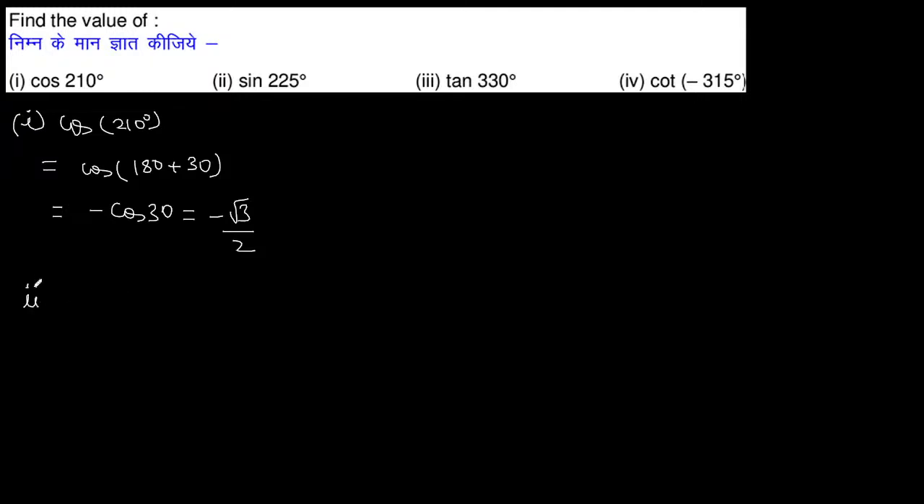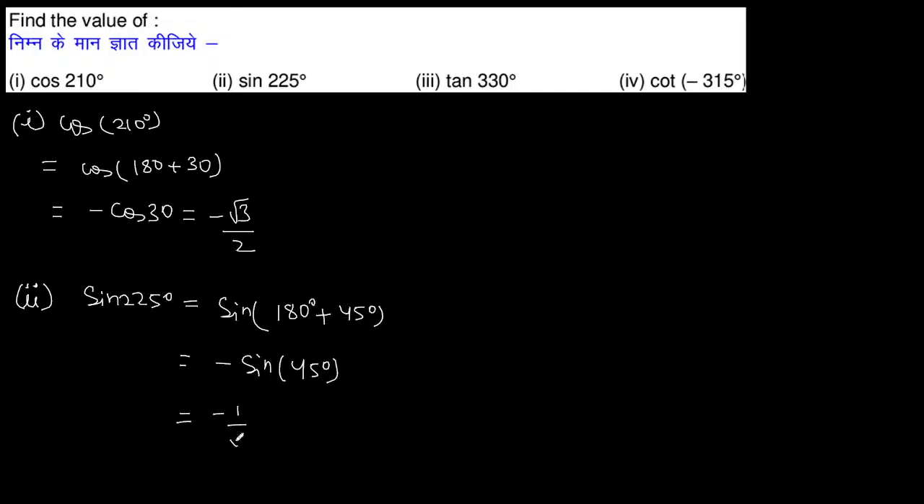Second one, sine 225 degree, which is nothing but sine 180 degree plus 45 degree. Sine 180 plus theta is nothing but minus sine 45 degree, which is minus 1 by root 2. Okay.